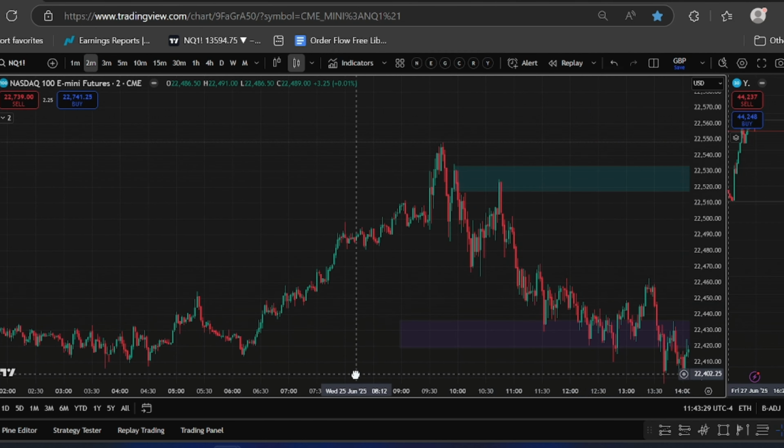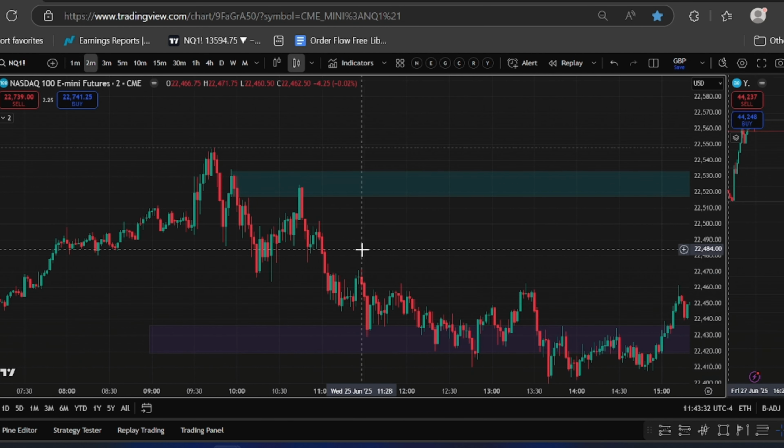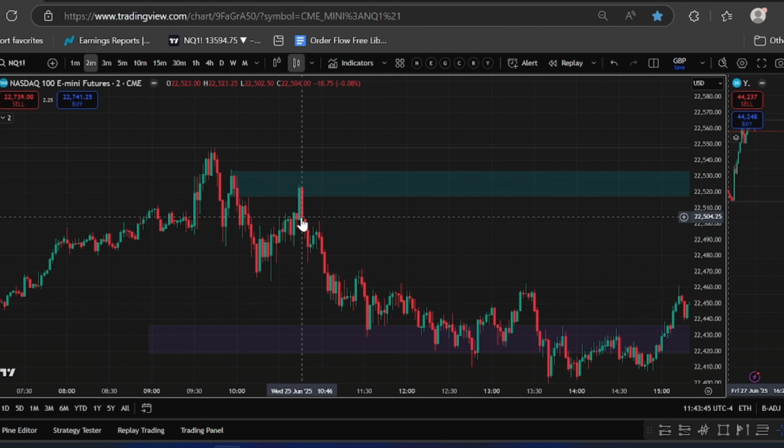In this case, on Wednesday, both the zones are far away. This one is 9 a.m. and this one is 10 a.m. You look for short entries here once the price leaves this zone and you see a rejection from this zone, or you can wait for a lower low to be formed and then look for short entries.